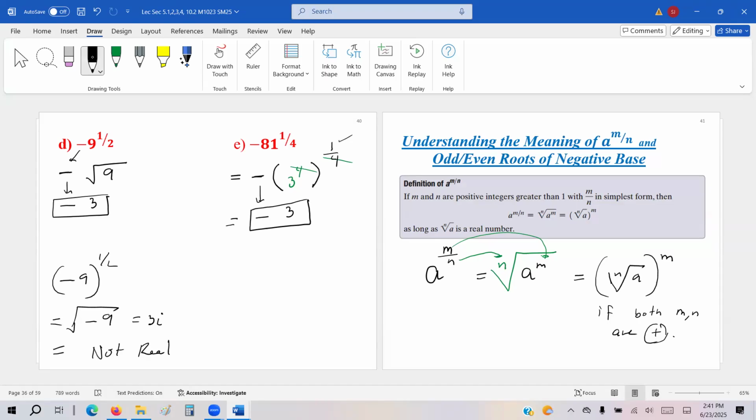Okay, if both of them are positive, then how you write them doesn't matter. You can put the power inside the radical, or you can write the radical inside the power. They are interchangeable as long as both of the numbers are positive. If the base is positive, not the power, as long as your base is positive, you can change your fraction with the whole number.